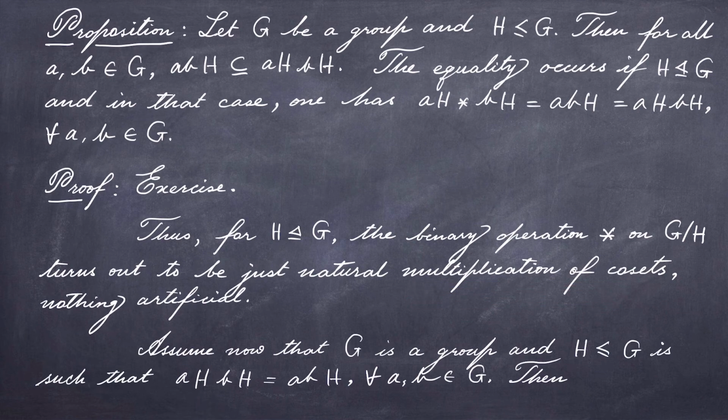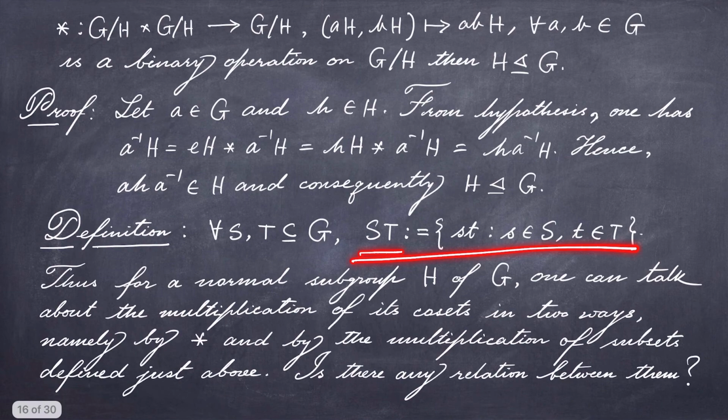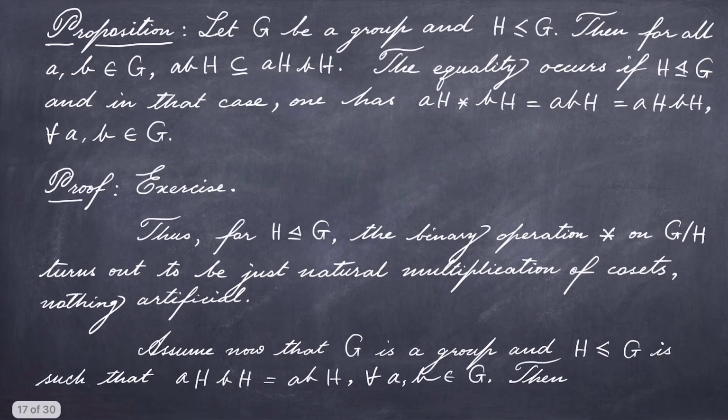Okay, I repeat that in the situation when we are having H normal, then the binary operation of this group becomes the usual multiplication of cosets. The usual means here is this one. Again, let me remind you. So now in this situation, star becomes just the usual natural multiplication of cosets, nothing artificial.